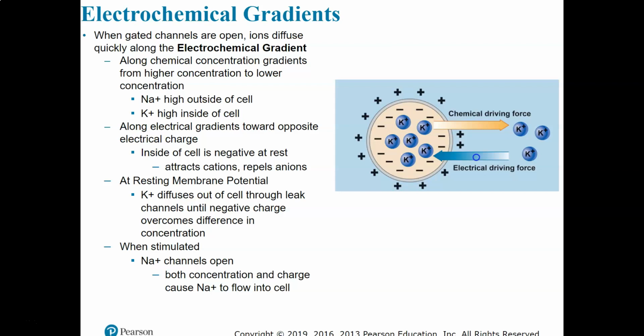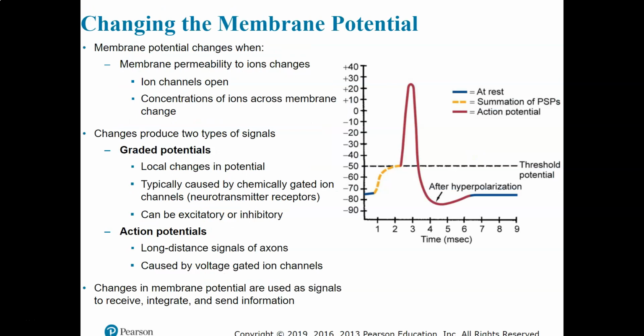When the cell becomes stimulated, sodium channels are going to open, and sodium has both a chemical and electrical gradient that's going to force it in. Sodium is at a high concentration outside of the cell, so it wants to move in, and also the inside of the cell is negative and sodium is positive, so it's attracted. When sodium-gated ion channels open, sodium rushes into the cell very, very quickly. That's how we change the membrane potential.